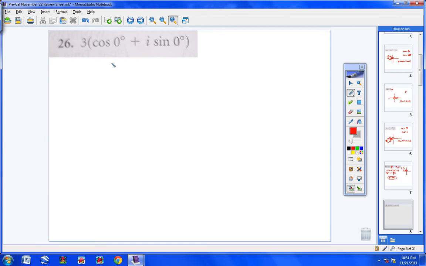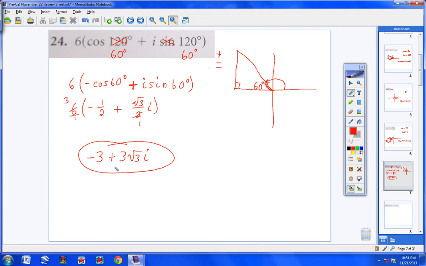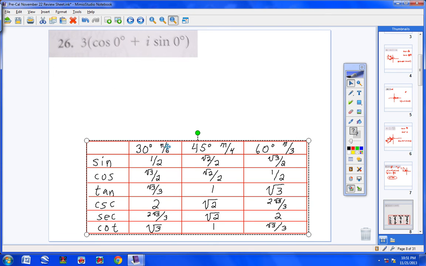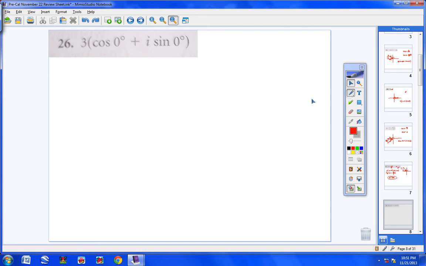Let's take a look at number 8. We're going to also write this in standard form. And I hope I said that for the last problem. This is standard form. You have written it in trig form, now you write it in standard form. Okay, we're going to write this in standard form. Now, if you look at your table, we don't have 0 degrees on our special table. So you can use a calculator for these.